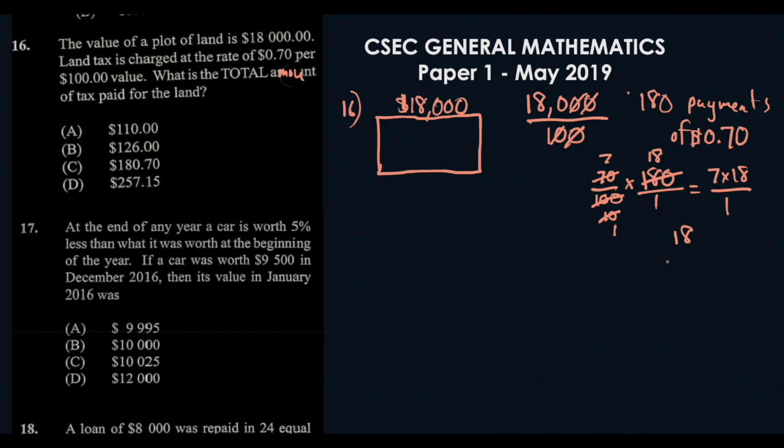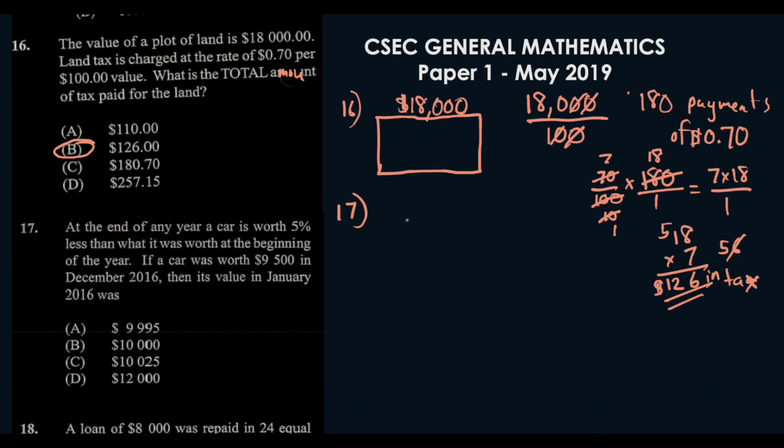So we have 18 times 7. 7 times 7 is 49. 7 times 8 is 56. So we put the 6 here, put the 5 here. 1 times 7 is 7. Plus 5 is 12. So $126 would go to tax. All right, 126 in tax. All right, next question. 17.